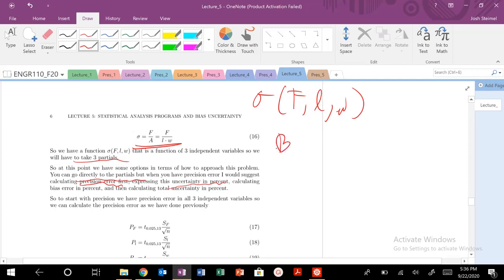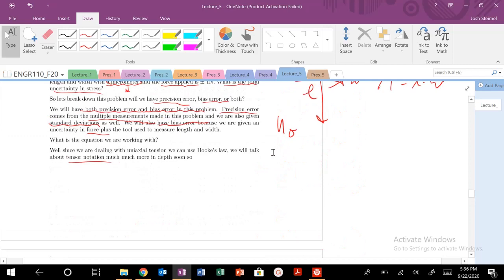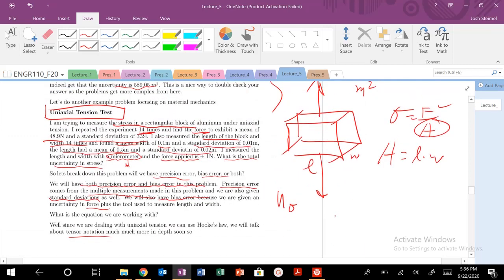Because from this problem statement, I measure, there's going to be some uncertainty associated with my force measurement, plus or minus 1 Newton. So the uncertainty in force is 1 Newton. There's also going to be some uncertainty in my length, which is going to be equivalent to my uncertainty in my width, because I use the same tool. And with a micrometer, I have a resolution of plus or minus 1 micrometer, 1 times 10 to the minus 6 meters. So there's some uncertainty here, and that's what we're going to deal with as our bias there.